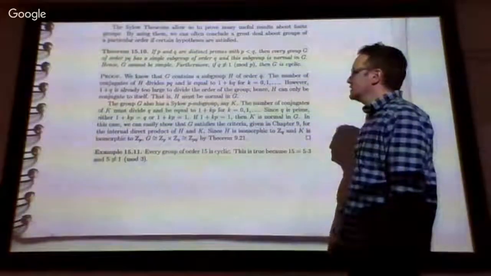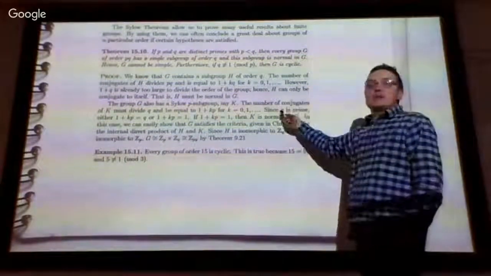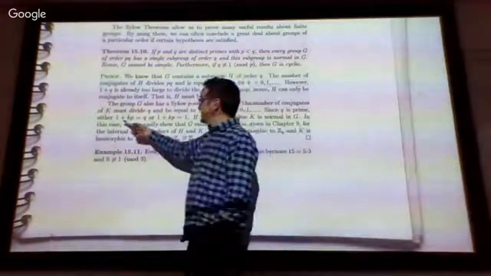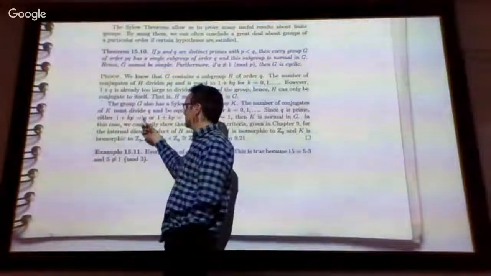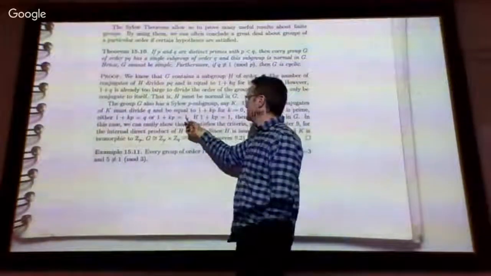So it relies on this fact that the GCD of n and p is 1. And q is a prime number. So there's only two possibilities for n, 1 or q. So this is n, 1 plus k p, it's either equal to q or 1 plus k p is equal to 1.